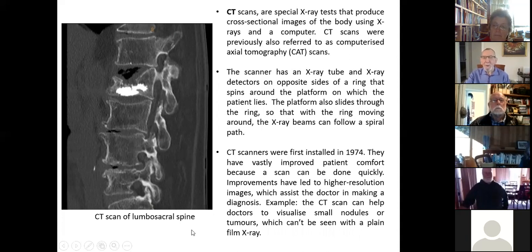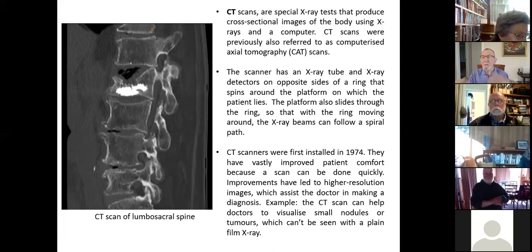CT scanners, as we mentioned, were first installed in 1974, and patient comfort is a huge thing these days. Because these scans can be done quite quickly, the use of them has become much more prevalent, and again, very, very commonplace in order to get a more detailed view than you would from a regular X-ray.